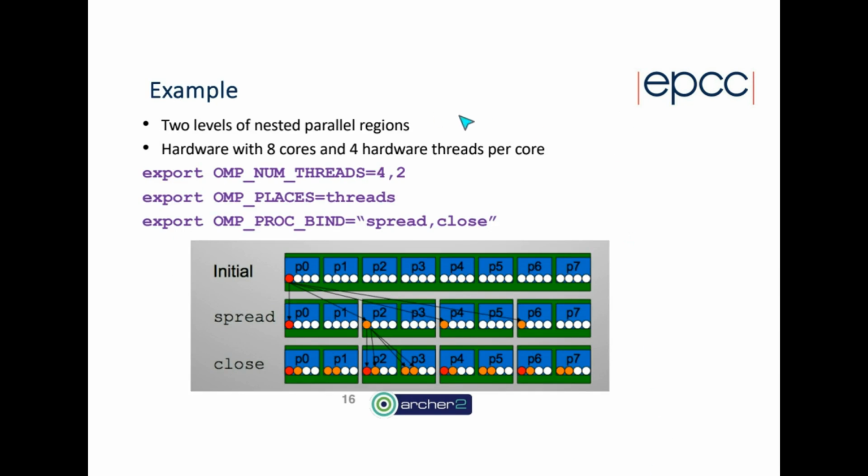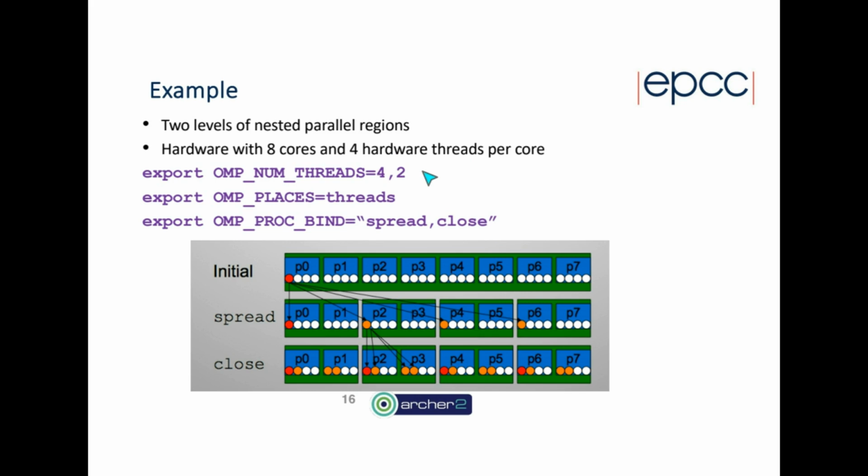Okay, so here's an example. Suppose I have a code with 2 levels of nested parallel regions, and I want 4 threads for the outer parallel region, and then 2 threads for each of the inner ones. Actually, that's not right. This example has 4 threads for each of the inner ones. So it should be OMP_NUM_THREADS equals 4, 4 here. Oh, sorry about that.